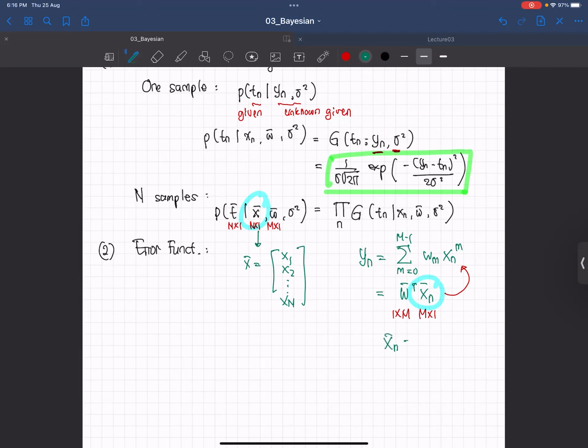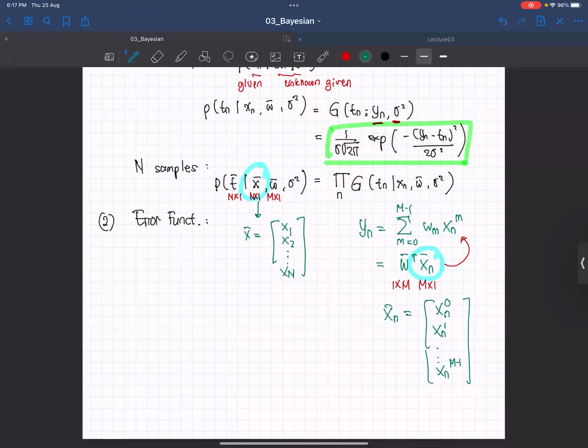While this one, Xn bar, is actually Xn power to 0, Xn power to 1, until Xn power to M minus 1. So there are two X bars there. One is X bar to represent the samples, and the other one is Xn bar. Xn bar is when you do the multiplication or the modeling with respect to the polynomial function. So please don't get confused here. Any questions? Okay, so that's a bit of the definition of X bar.